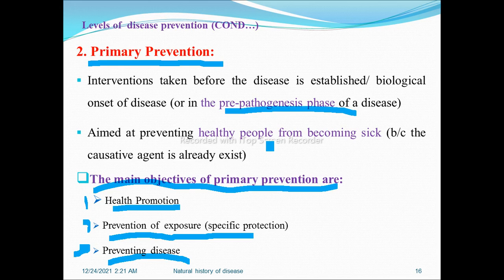In the case of primary prevention, we have three objectives: health promotion, prevention of exposure, and prevention of disease. An example which fulfills all three is breastfeeding. Breastfeeding is health promotion because it gives nutrients, prevention of exposure because it keeps an infant from feeding on contaminated food, and prevention of disease by providing antibodies and white blood cells. So an example which fulfills the three objectives is breastfeeding.